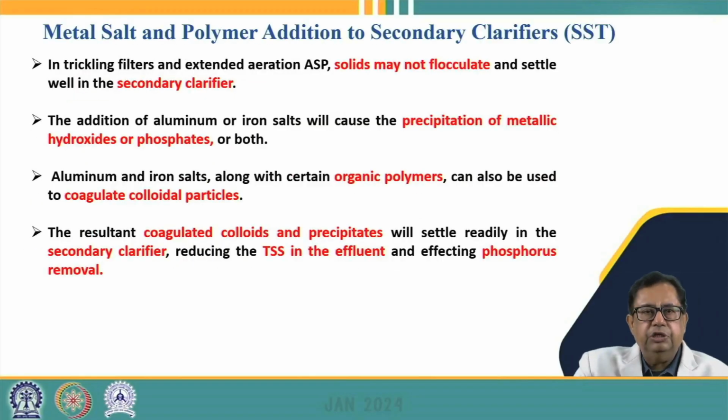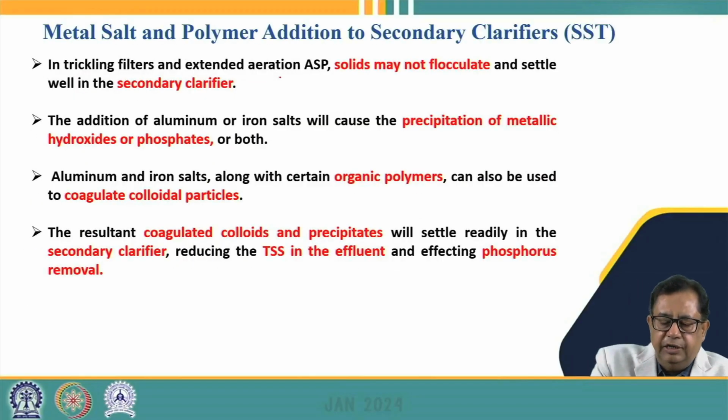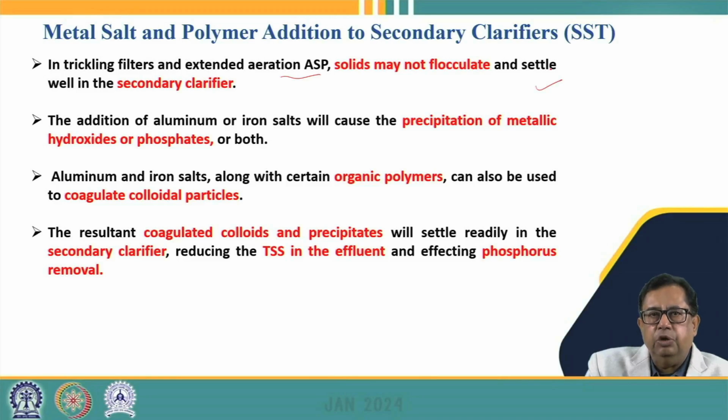So when we are using trickling filters or the extended aeration process for the activated sludge process, the solids may not flocculate and may not settle down well in the secondary clarifier. In that case, we can add aluminum or iron salts, which can cause the precipitation of the metallic hydroxides as well as the phosphates, or basically precipitate both of them.